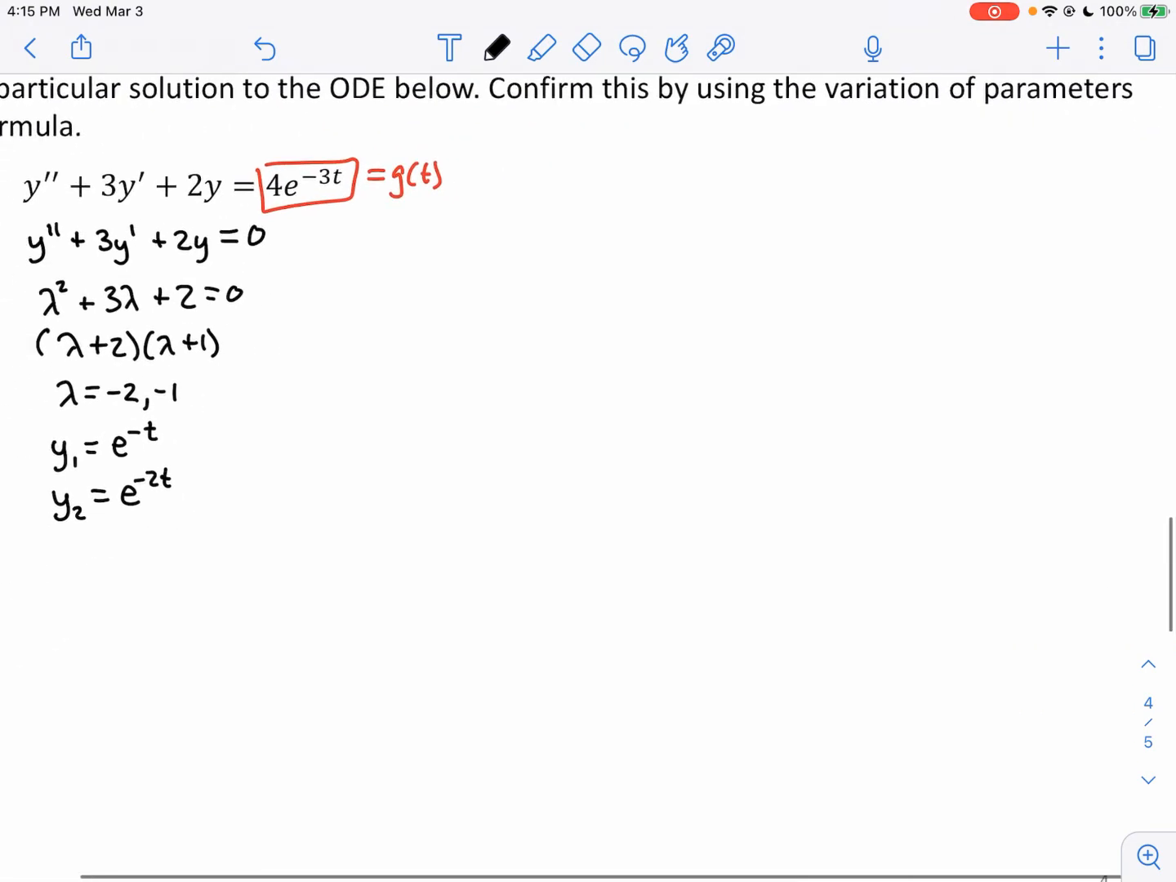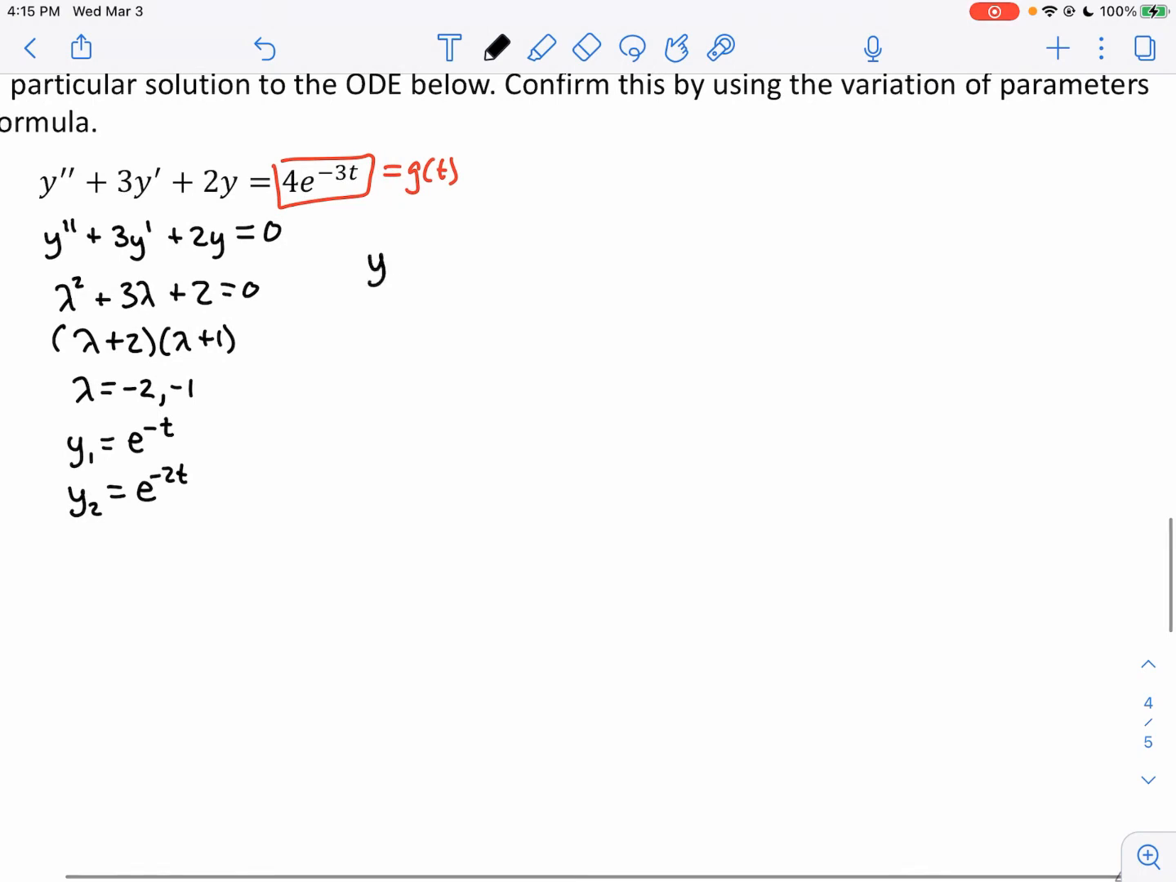Okay, now we're ready to set up our variation of parameters formula to get our y sub p. Y sub p is going to be y sub 2, which is e to the negative 2t, times an integral of y sub 1, which is e to the negative t, times our forcing function, which is 4e to the negative 3t.